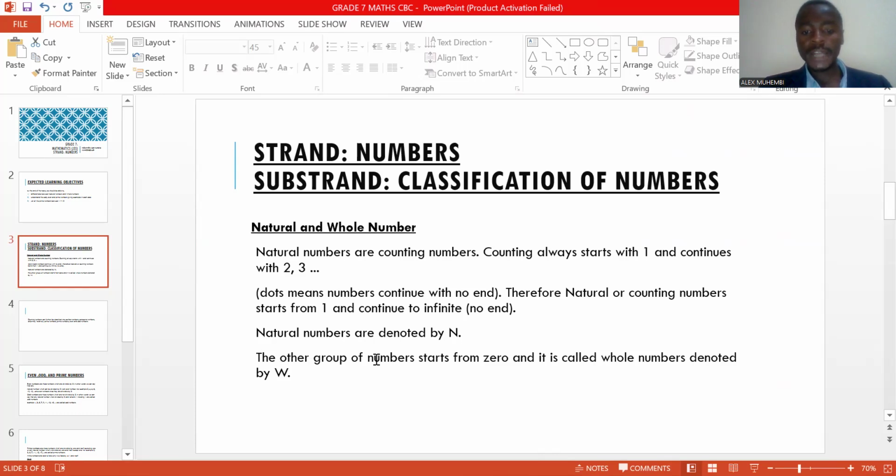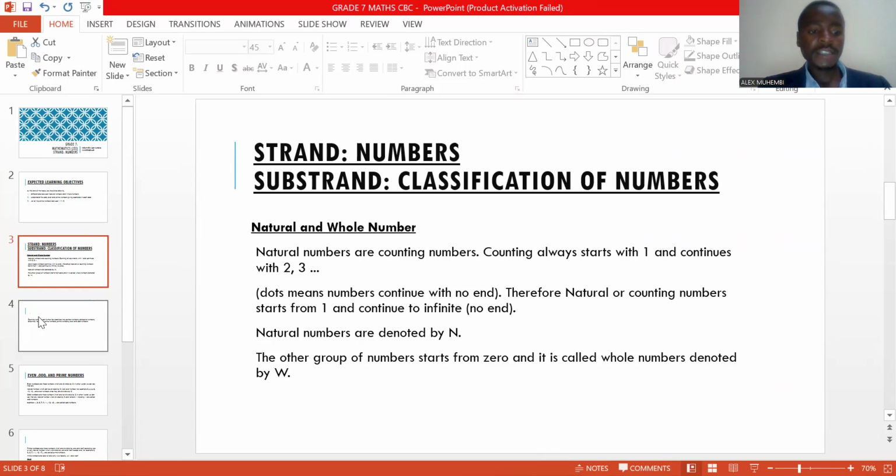The other group of numbers starts from 0, and it is called whole numbers. These numbers are denoted by W. So we are saying that the numbers that start with 0, 1, 2, 3, moving forward, we call them whole numbers. That means natural numbers do not start with 0. 0 is not a natural number, but it is a whole number.